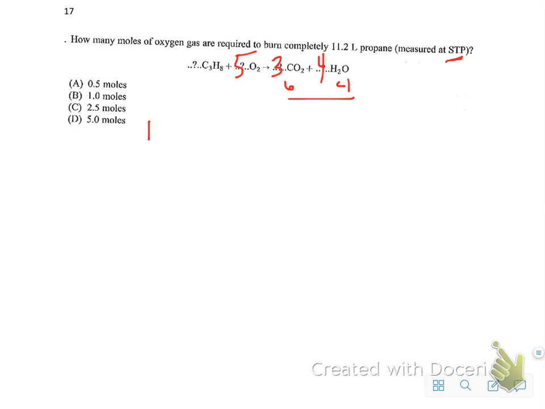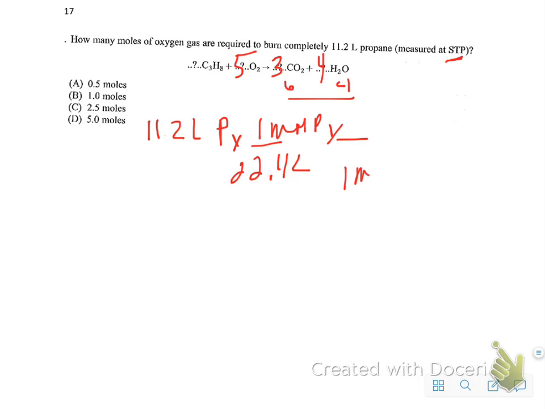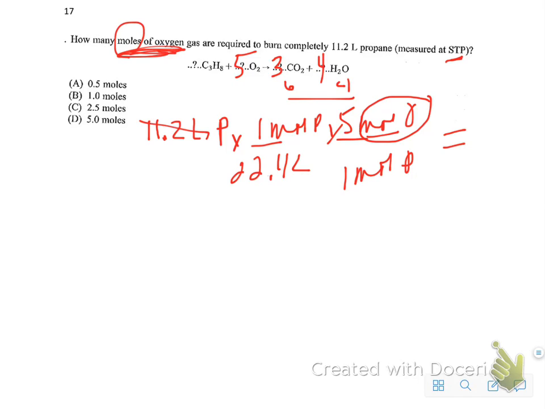Okay, so I'm going to start with my measurable amount, 11.2 liters of, I'm just going to call it P for propane. Because it's STP, 22.4 liters is 1 mole of propane. And 1 mole of propane is going to require 5 moles of oxygen. And all it's asking for is moles of oxygen. So you can stop there. As soon as you get the units you're looking for up here, you're done. Okay, so 11.2 and 22.4, I can easily simplify that down to a 2 here. So I end up with 5 over 2, which is 2.5. So the answer is C. And I am done.